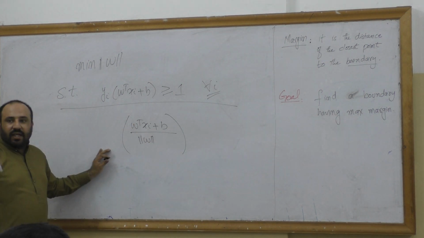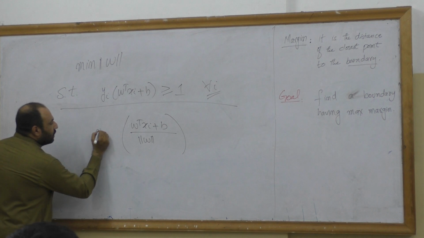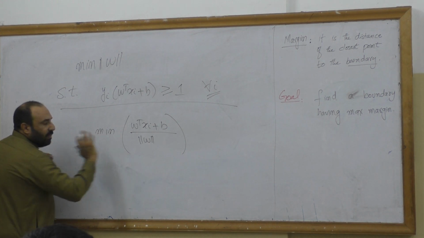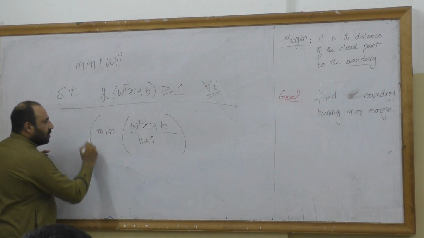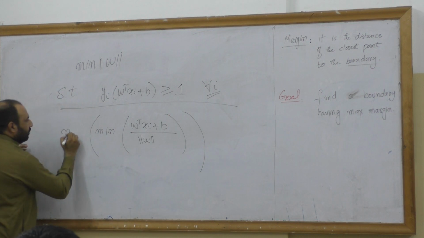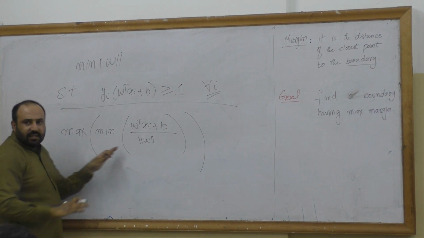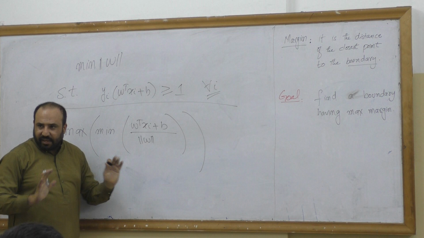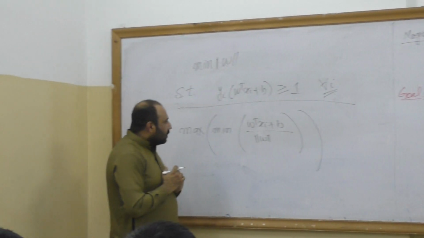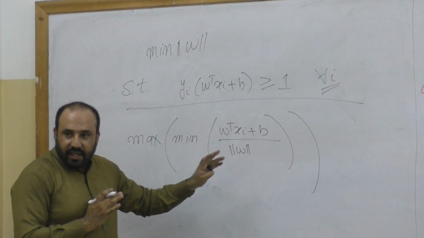ये मैं इनकी बात पूरा लेके आगे चलता हूँ. I want minimum of it to be maximum. बिल्कुल, मैं इनकी बात लेके चलता हूँ. I want minimum of it to be maximum. Now, how can I achieve this?